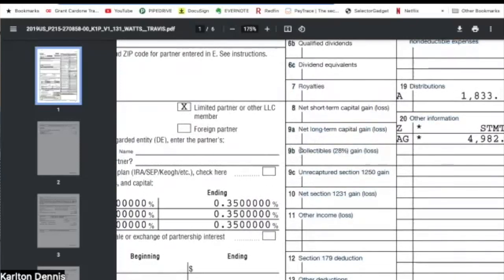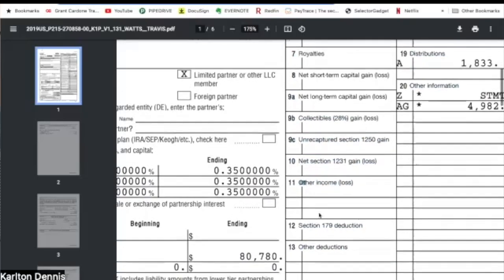9B, collectibles, which is taxed at 28%. Unrecaptured section 1250 gain, which is pretty much depreciation you did not accelerate on a property that you're selling and regaining. Section 1231 gain, which is like capital gains on a property, the actual gain on a property when you sell it, and other income or losses.